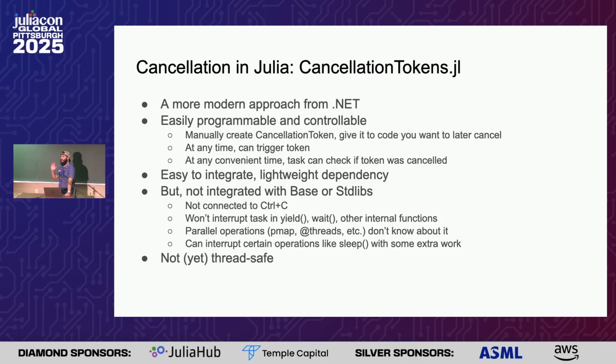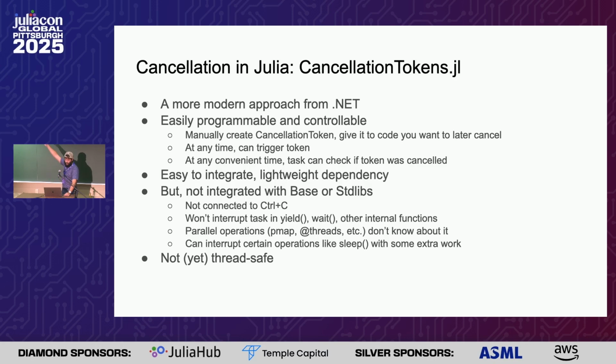So another alternative to Ctrl-C is cancellation tokens, or in this case, CancellationTokens.jl. This is basically the .NET approach done in Julia. Just doing a quick time check. Okay. And so it's basically an easily programmable and controllable way to do cancellation.